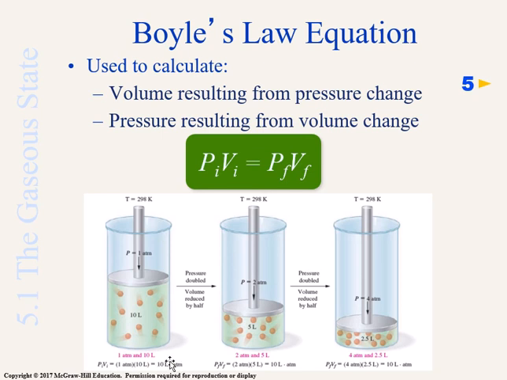Down here you can see liter times atmosphere. But then when we increase the pressure to 2 atmosphere, notice what happens to the volume. Volume goes down exactly by 5 liters to a new volume Vf of 5 liters. So now when you multiply 2 atmosphere times 5 liters, you still get 10 liter atmosphere.